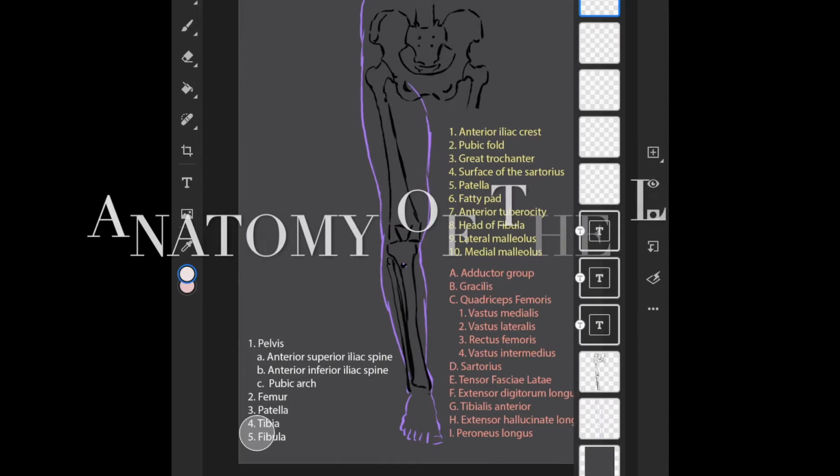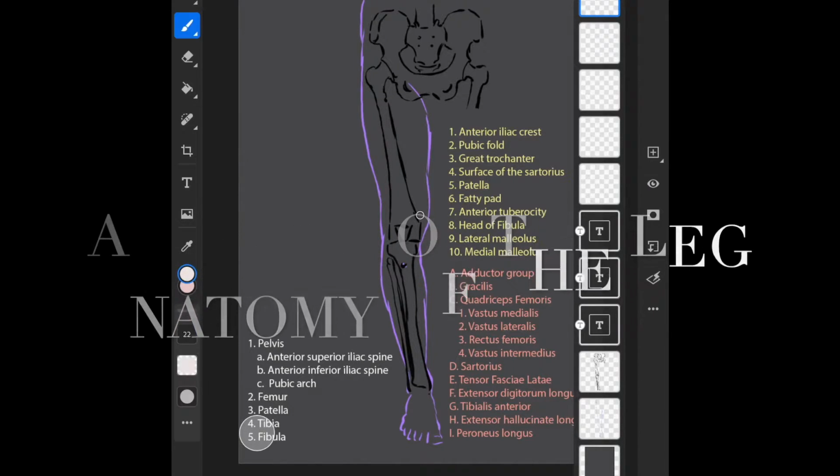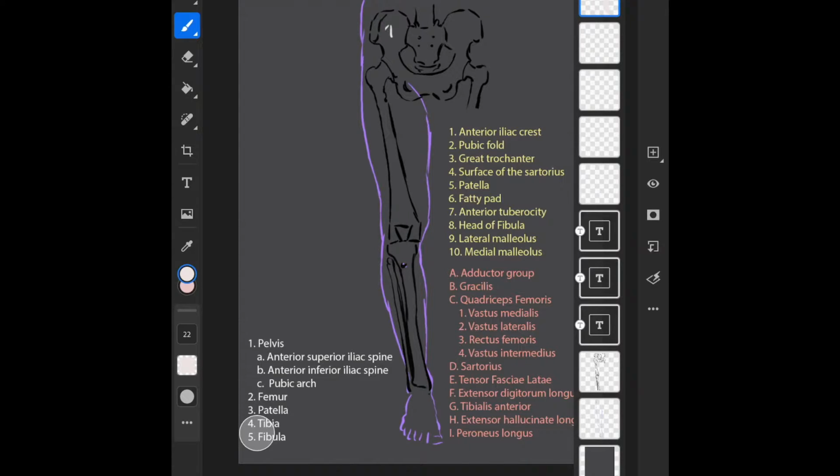Let's talk about the anatomy of the anterior aspect of our leg, starting with the skeletal structures. First, we have the pelvis. And then inside the pelvis, we have a couple of landmarks. The anterior superior iliac spine. These are these structures right here.